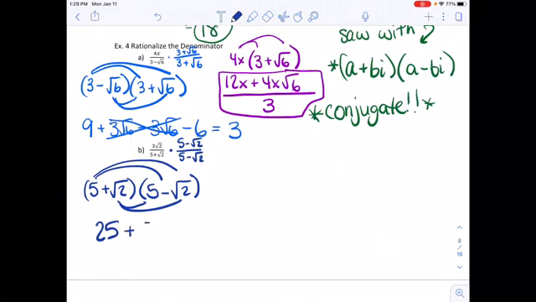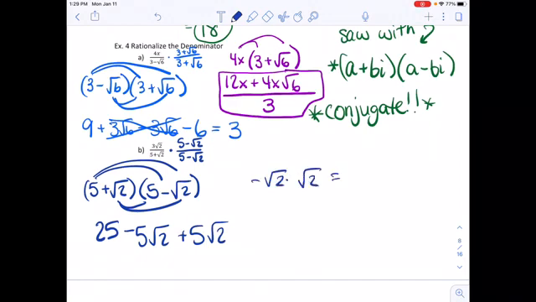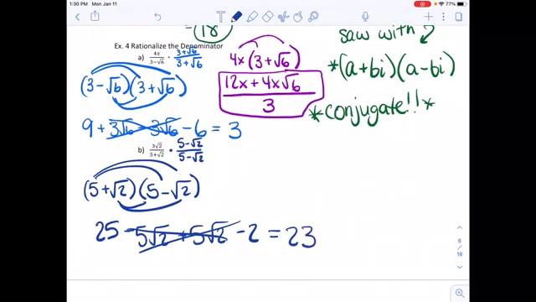So 5 times 5 is 25, plus, minus 5 root 2, plus 5 root 2, and then negative root 2 times root 2 really just gets us negative root 4, which is negative 2. That is our last terms. Go ahead and simplify. The radical terms cancel out, and you are left with 23 in your denominator.